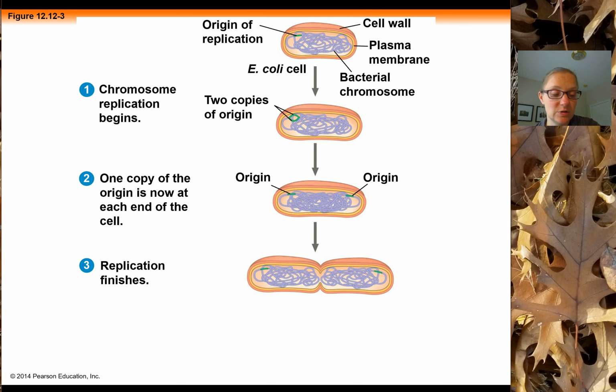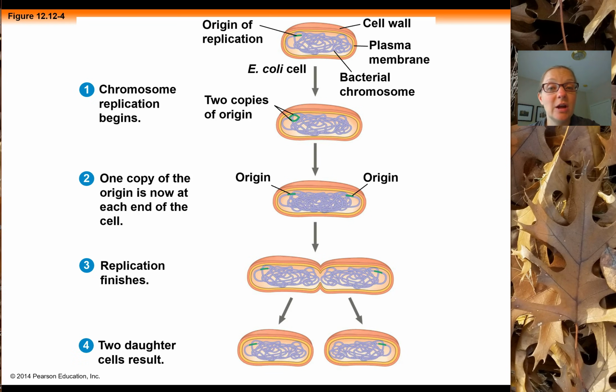And then once the chromosome has completed being replicated, the cell will essentially just pinch in half, and you've got 2 daughter cells that are, again, genetically identical to the original parent cell. They're clones of each other and the parent.